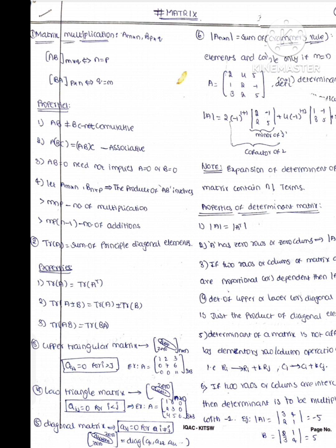So here we learned how matrix multiplication is possible, the rules for matrix multiplication, and some properties for matrix multiplication. If matrix multiplication is possible, we learned how to find the number of multiplications and additions, the properties for the trace of the matrix, and how to identify upper triangular, lower triangular and diagonal matrices. And we will see some other rules in the next video.